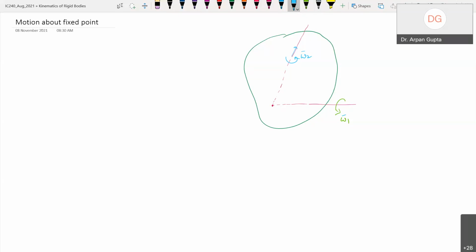So if we can describe the motion of this body by two separate angular velocities, omega 1 in one direction and omega 2 in another direction, then there are some more detailed mathematical derivations which I'm not doing. But what we can show is that the angular velocity of the body is represented by the vector summation of the two different angular velocities. So the basic idea is the angular velocities obey the vector law of addition.